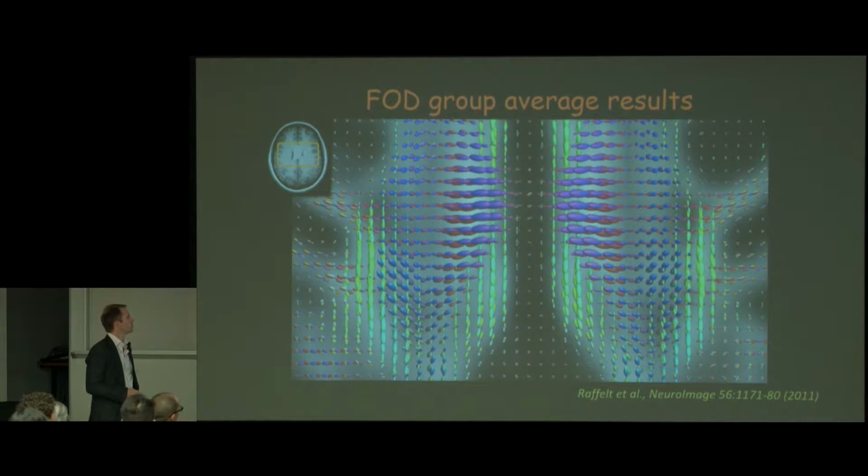And using this approach, this is a group average of, I think, 15 subjects, looking at the singular bundles, corpus callosum, superior longitudinal fasciculus. And you can see that you get pretty good alignment in this group average FOD image. So that works quite well.